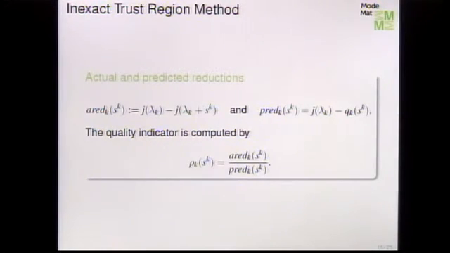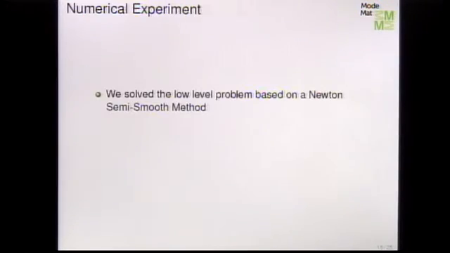So this is the quality indicator. If you define this ared and this pred as these values over here, you can get the quality indicator like this. So this quality indicator will tell me if you have a bigger radius or a smaller radius, and then you can start defining your zone where to look for the optimizer.